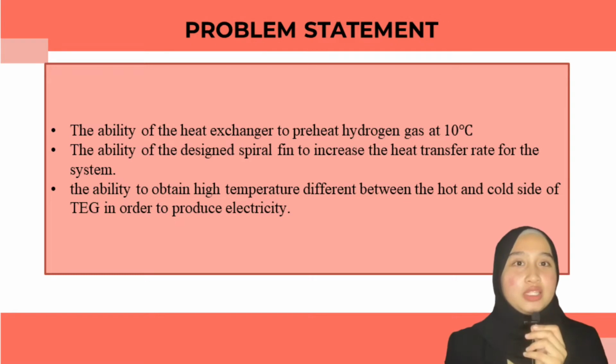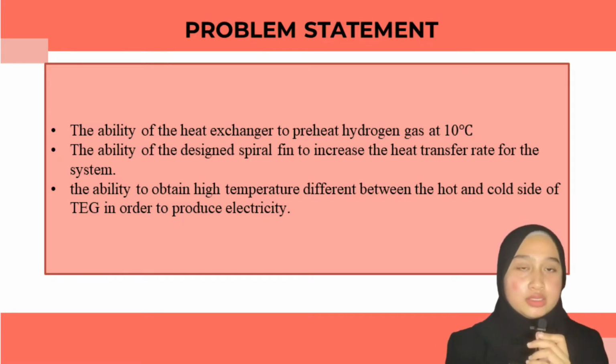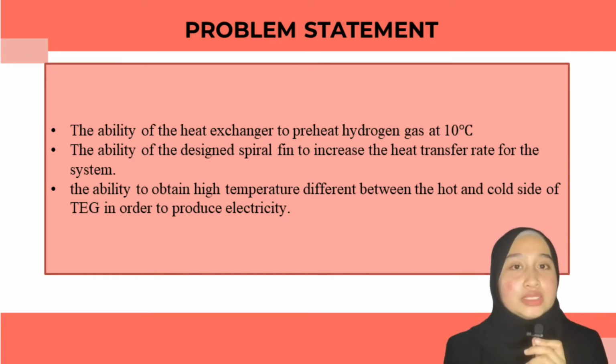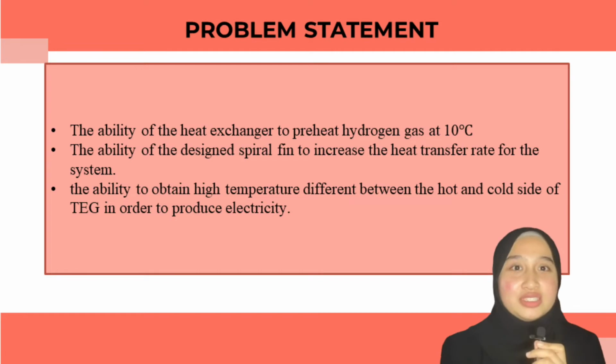First, the ability of the heat exchanger to preheat hydrogen gas to 10 degrees Celsius. It is very important to obtain the preheated temperature with a minimum of 10 degrees because the preheated hydrogen gas will increase the power in the fuel cell in order for the fuel cell to generate high temperature of waste heat to the system. Next is the ability of the designed spiral fin to increase the heat transfer rate for the system.